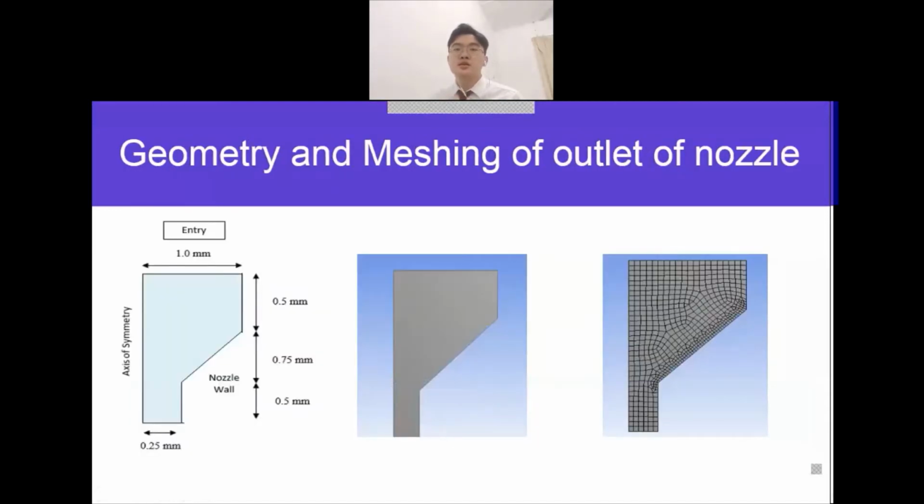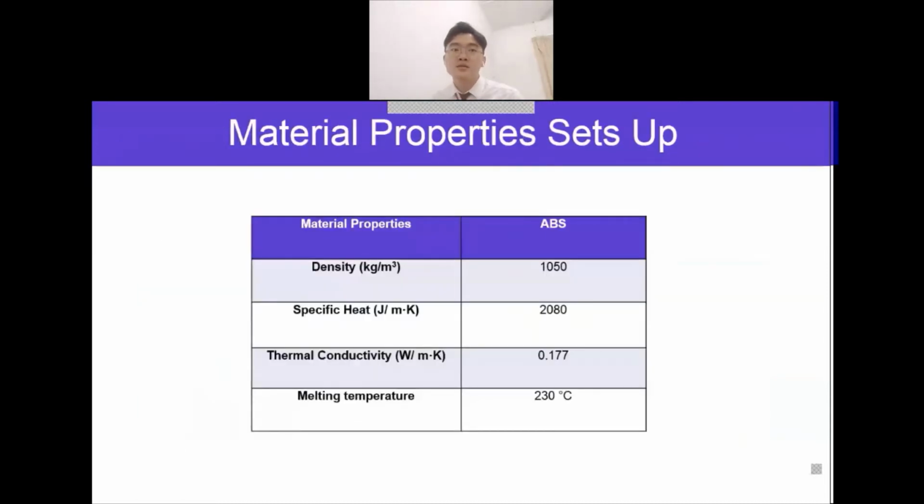The second stage of the material deposition process is the extrusion through the nozzle. The geometry and meshing generation of the nozzle model is constructed as in the figure below, and the nozzle outlet model is constructed as a two-dimensional axisymmetric model. The mesh is refined in the conical section in order to capture the changes of flow in that specific region. Next is about the material property setup in the simulation model.